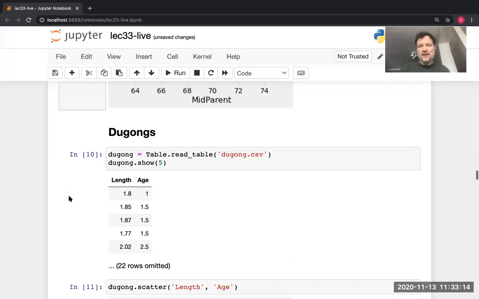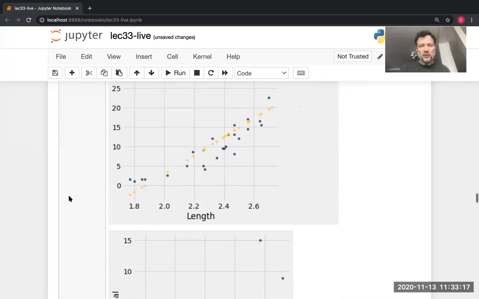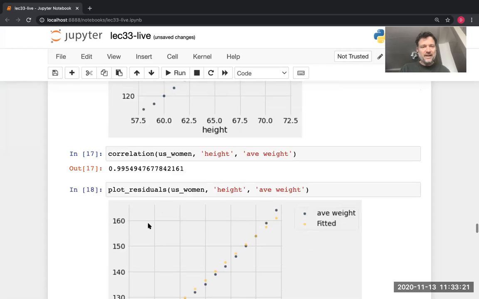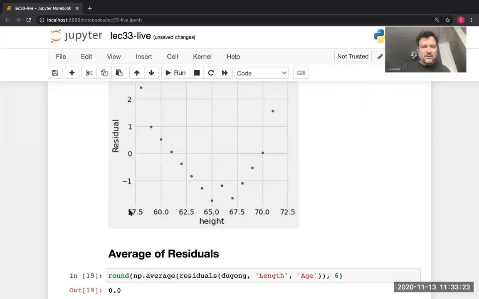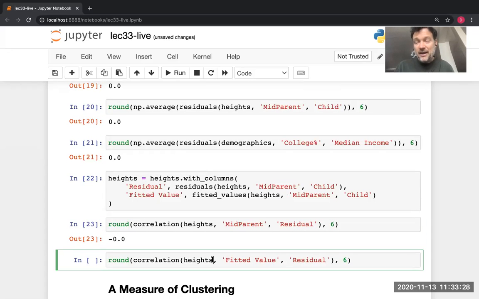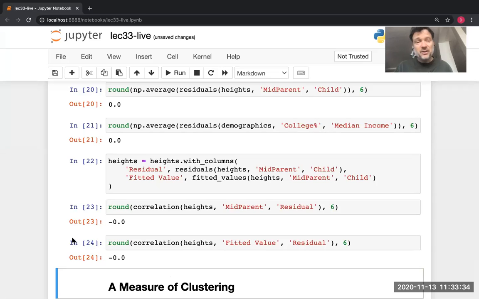So let's do that for another one of these residual plots. We could do that for the Dugong. We could do that for the Women Heights residuals. We could do that for the residuals you get for any of these examples here. So let's do it for the Heights. The Heights, I think, is interesting because we said that was not a linear association. So let's see what happens for that. And the answer is you also get 0.